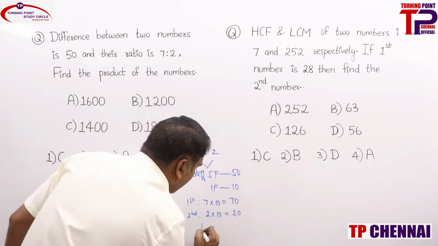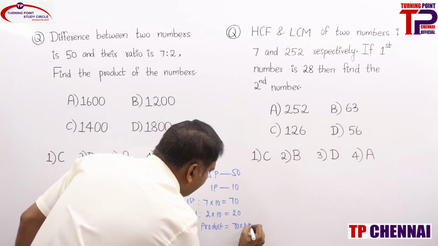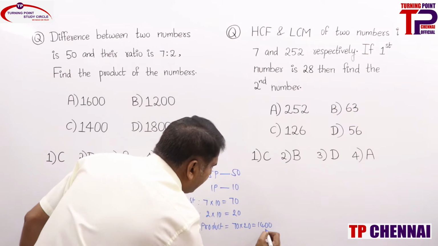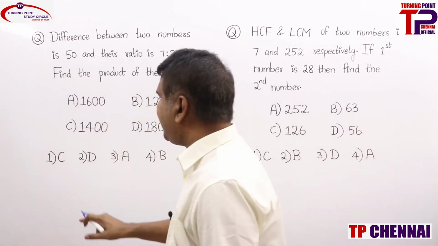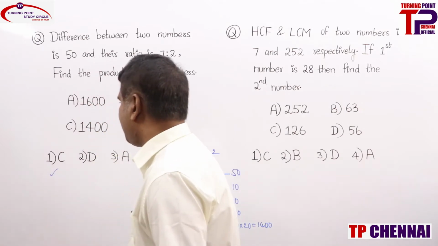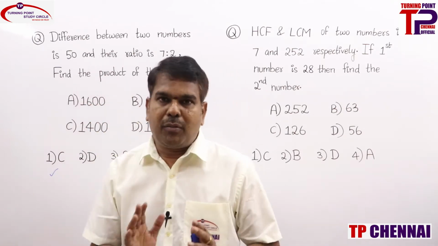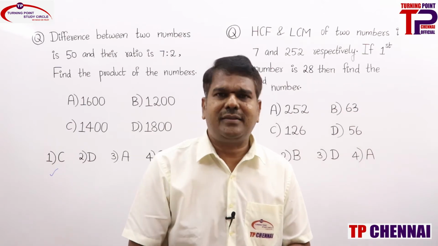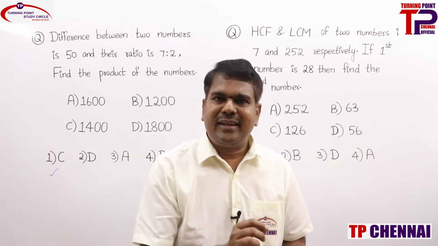They are asking about the product, right? So product means how much? 70 into 20, 1400 is the answer. That's it. 1400 means C. See where it is being given? First option. Go ahead with the first option. Are you clear? That's it. Very easy one. So we will go ahead with the next one.